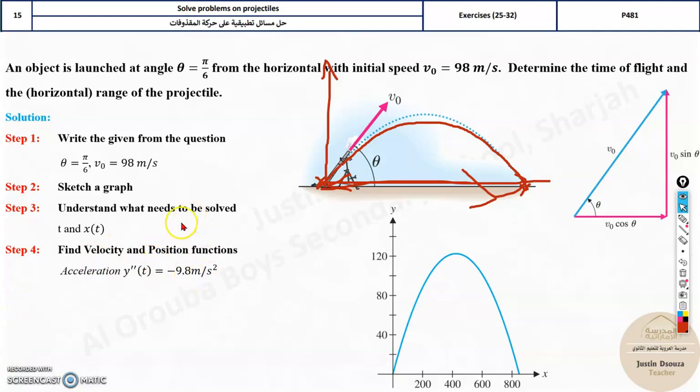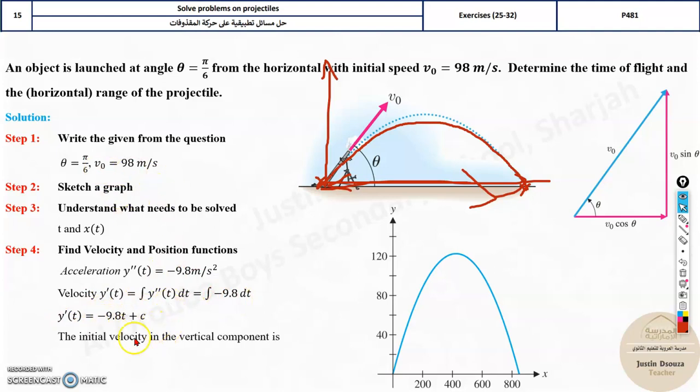Use the acceleration. Now we will deal with the vertical component first. Acceleration in the vertical is always gravity acting downwards, minus 9.8 meter per second square. Now we can find the velocity easily by integrating this, nothing much. And then we got this in terms of c. What is the c value? You need to find it. Now here you can't directly assume any value. You need to solve by finding this y dash of 0.